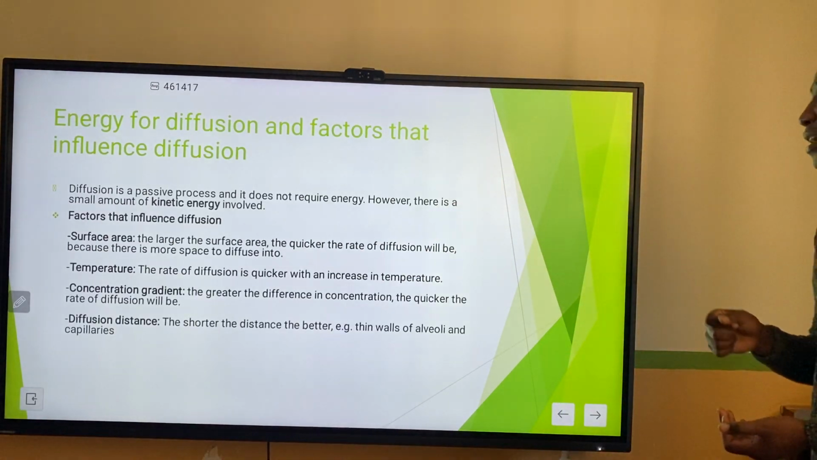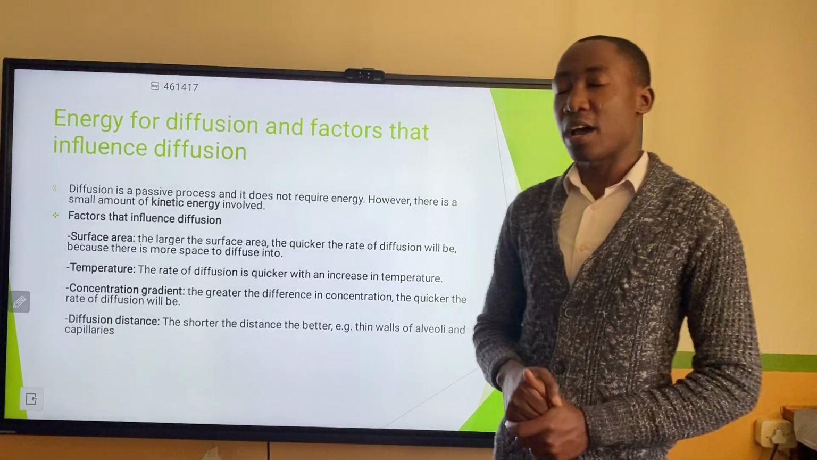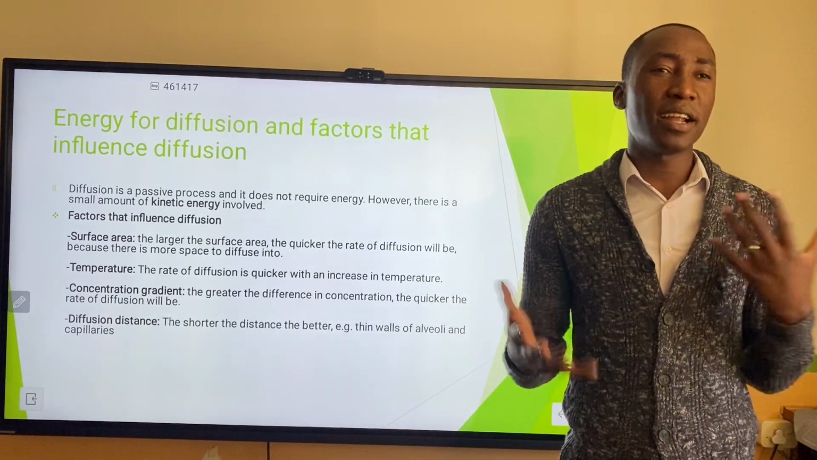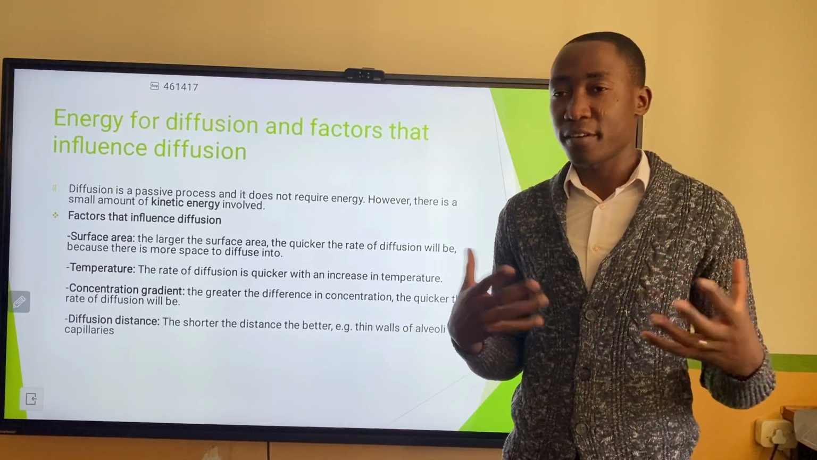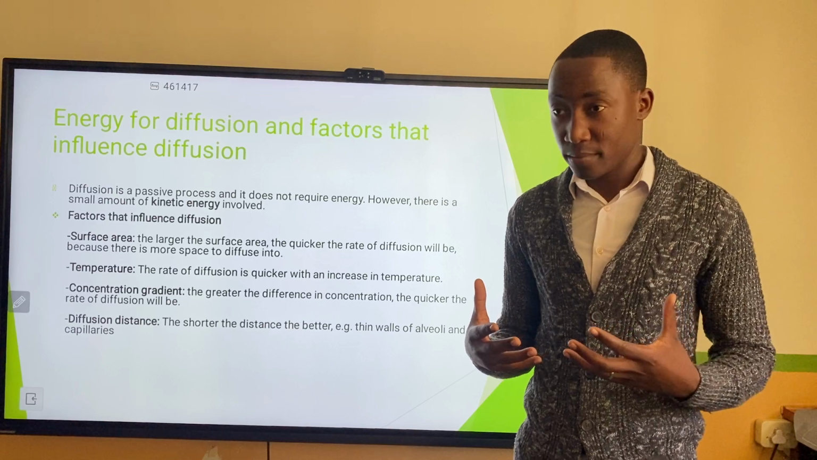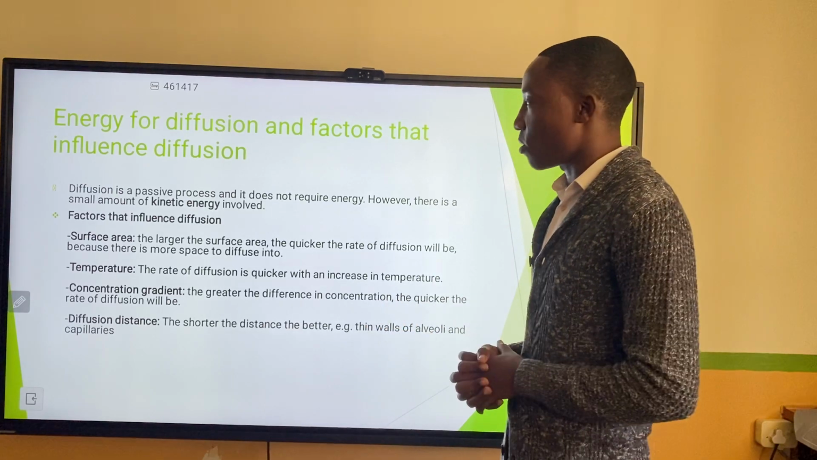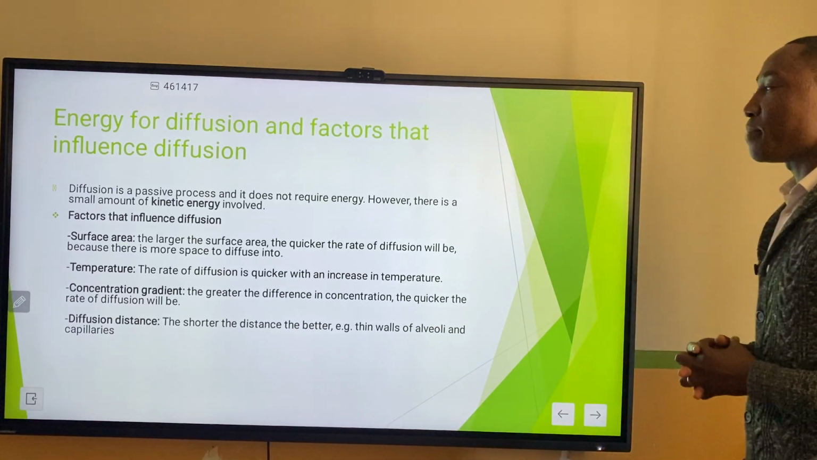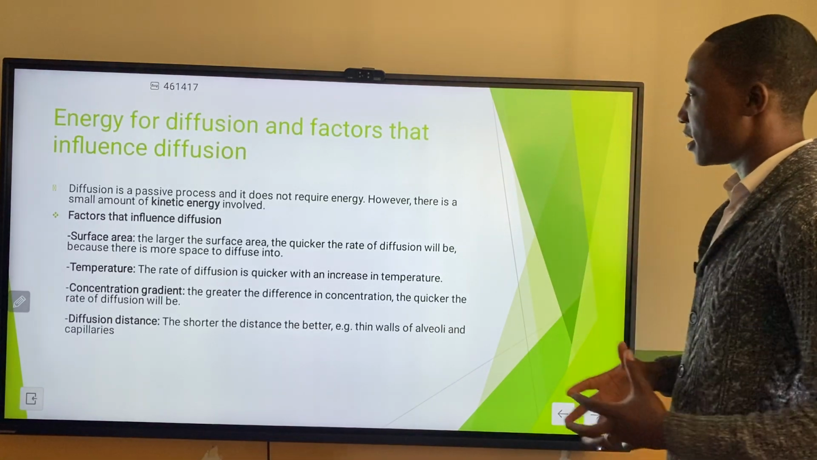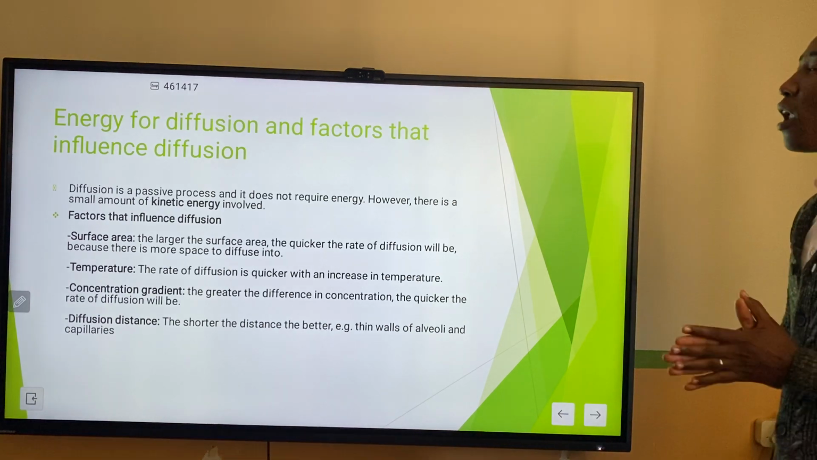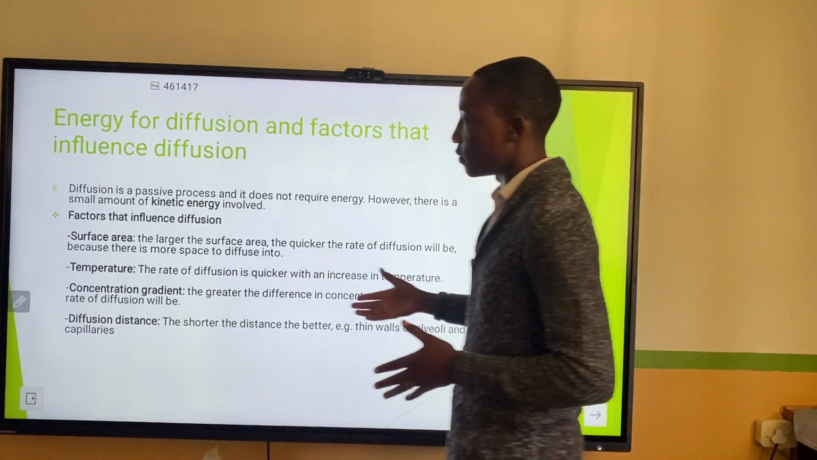Energy for diffusion and factors that influence diffusion. Now, when it comes to diffusion, we've learned that it's a passive process, that it does not require energy. Let's find out. Diffusion is a passive process and does not require energy. However, there is a small amount of kinetic energy involved.